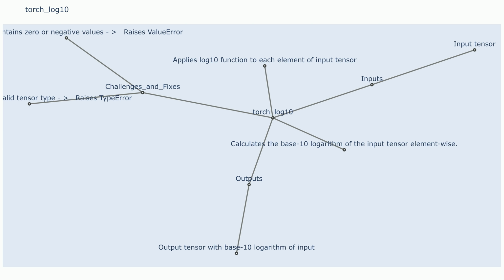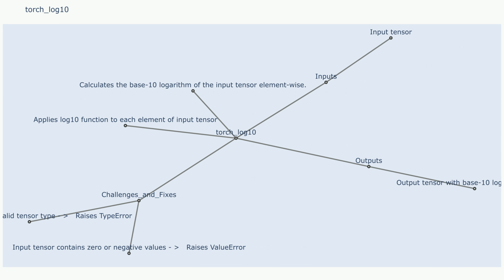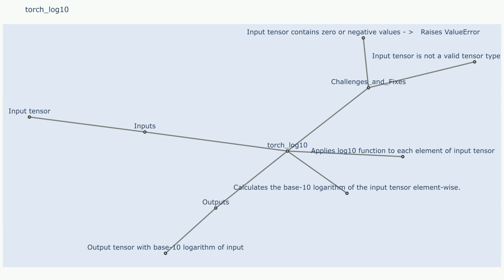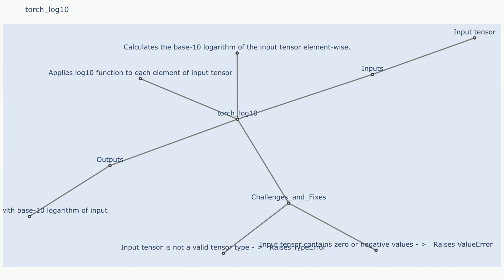torch.log10. Description. Inputs: a tensor containing numerical values. Output: a tensor containing the base 10 logarithm of the input tensor. Steps. Step 1: The function calculates the base 10 logarithm of each element in the input tensor. Step 2: The results are stored in a new tensor, which is returned as the output.